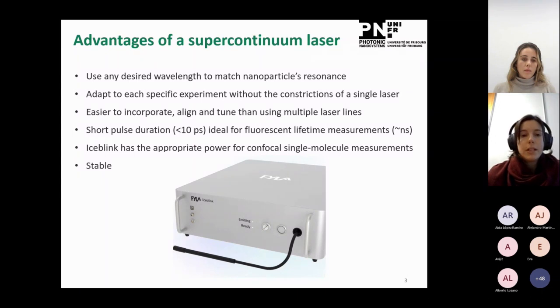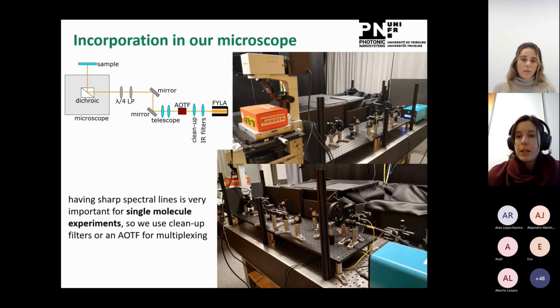Second, this laser also has the appropriate power for confocal single molecule measurements, which is what we normally use. And this power is stable over time, which is important for us because we acquire lots of statistics. So we do experiments over long periods of time, and we need to be able to compare them without having oscillations in power. So here I'm showing a bit how we incorporate this supercontinuum laser in our microscope.